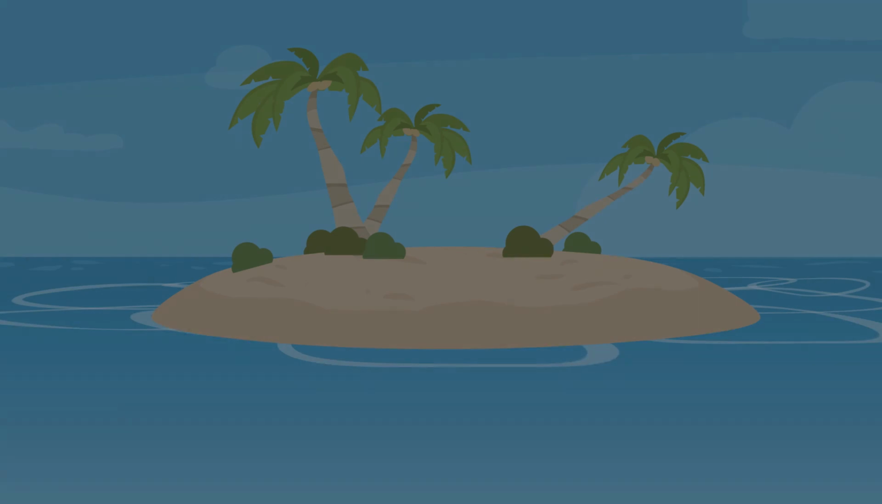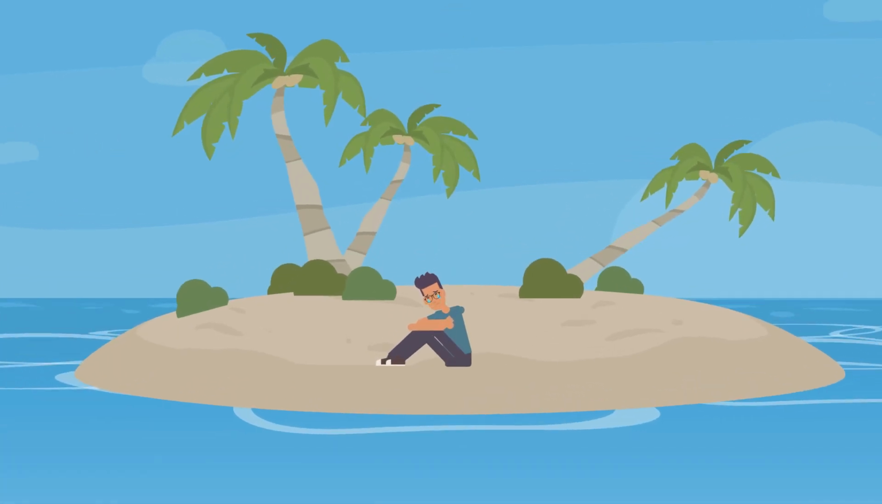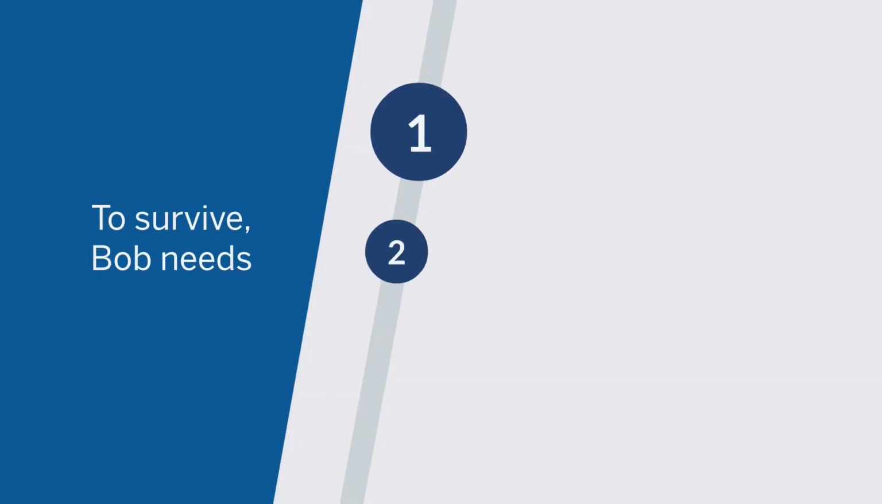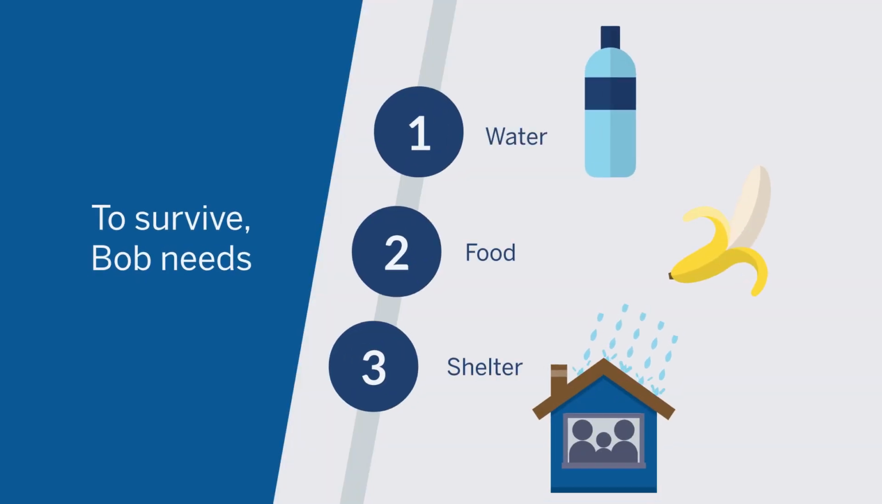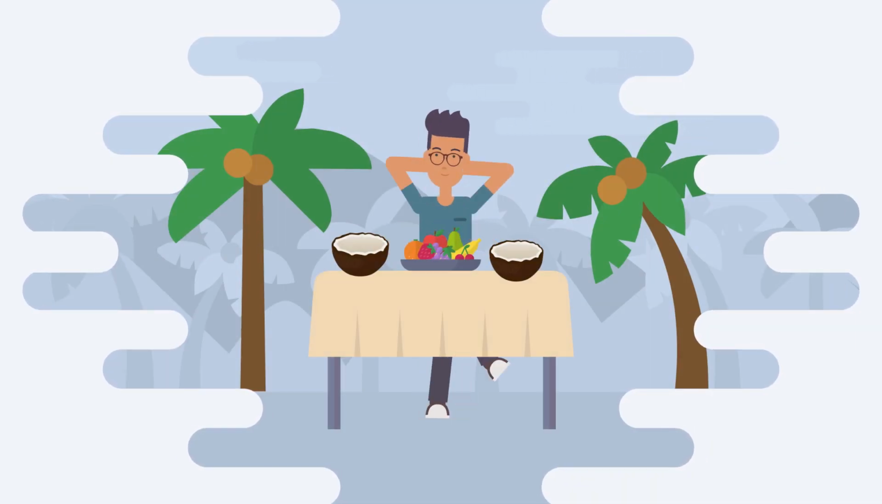Imagine, for example, if a single person were stranded on a deserted island. For this person, let's call him Bob, the top priority is obvious: survival. He needs water, food, and shelter. Some of Bob's resources are obvious. There may be coconuts or berries that can be foraged for food.